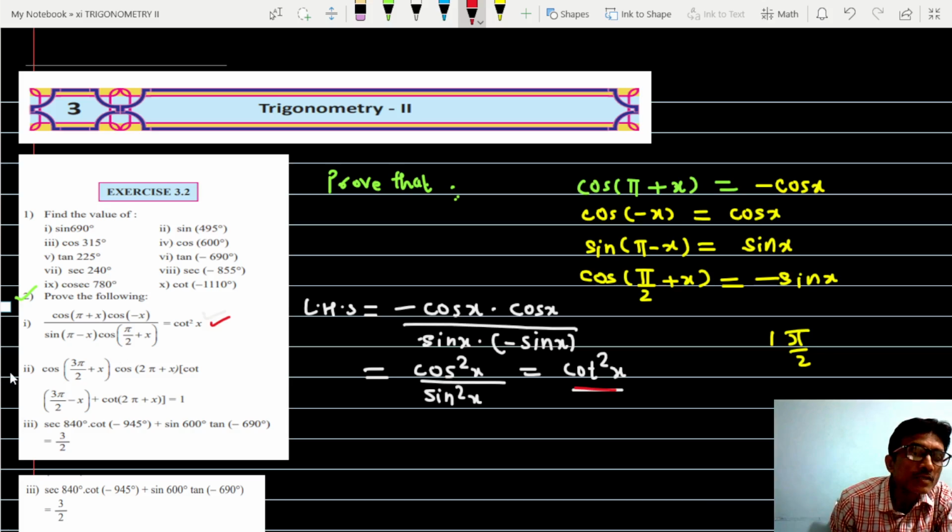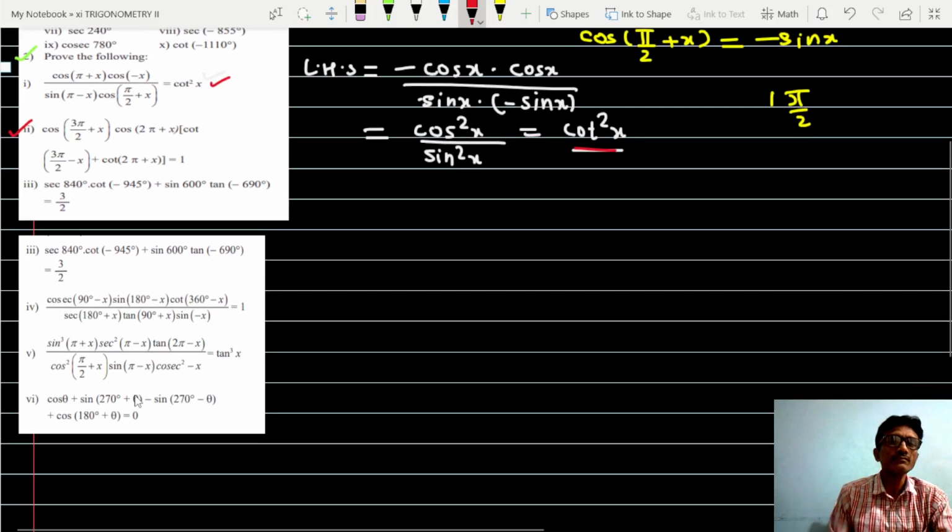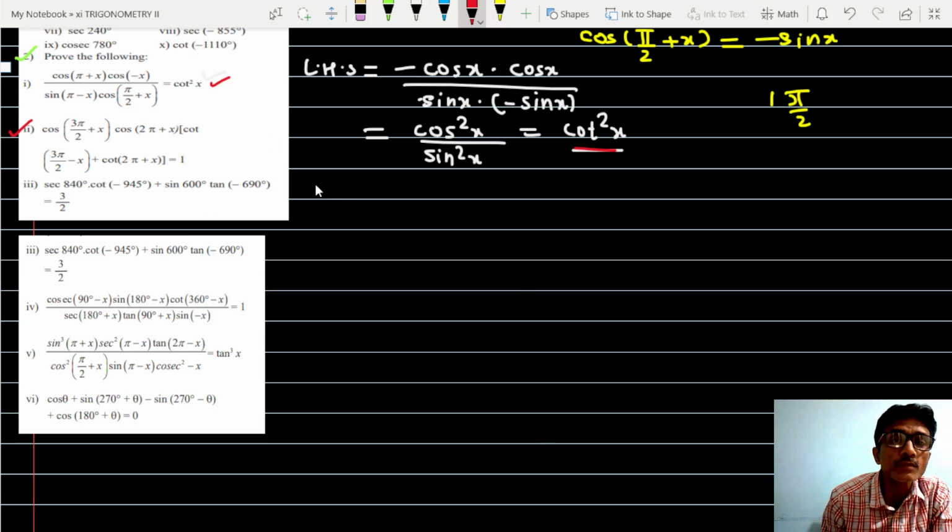Then the next question is cos of 3 pi by 2 plus x into cos of 2 pi plus x, and in the whole bracket cot of 3 pi by 2 minus x plus cot of 2 pi plus x. You have to prove this is equal to 1. So let's prove this. See, this is the second sub question. Here cos of 3 pi by 2 plus x.